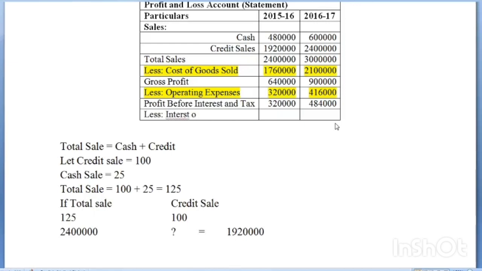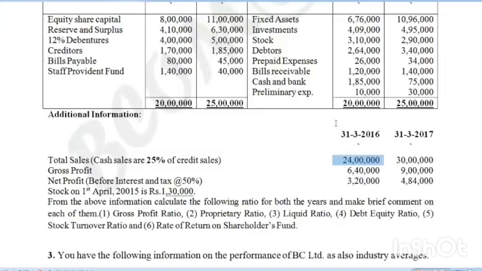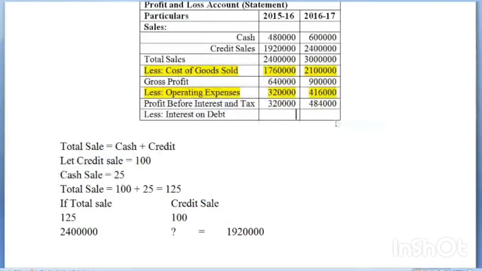Interest on debt. Here, we have 12% debenture, 4 lakh and 5 lakh, at 12%. So 12% of 4 lakh is 48,000. And 12% of 5 lakh is 60,000.